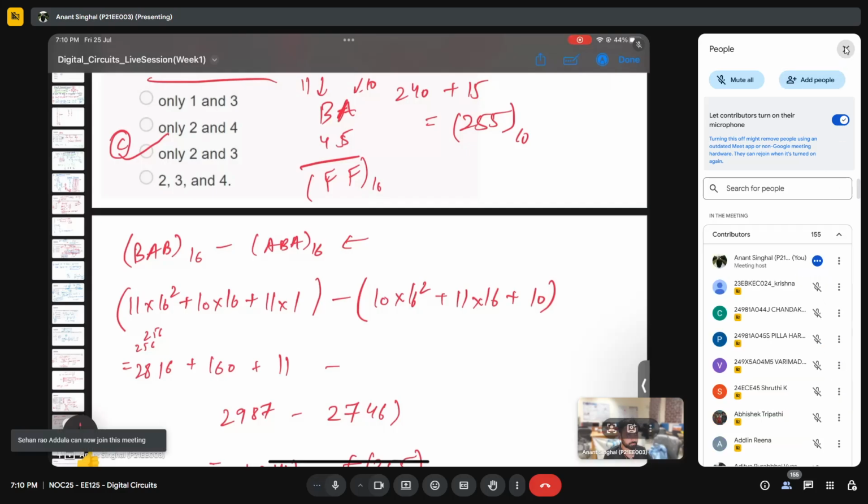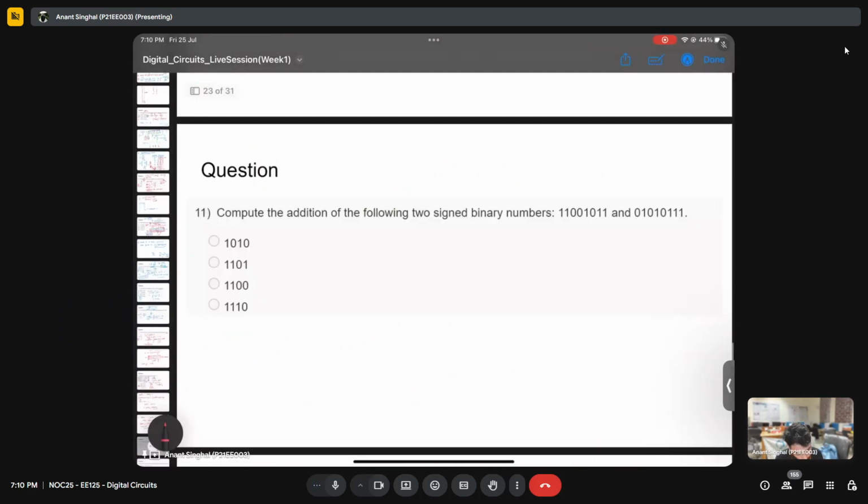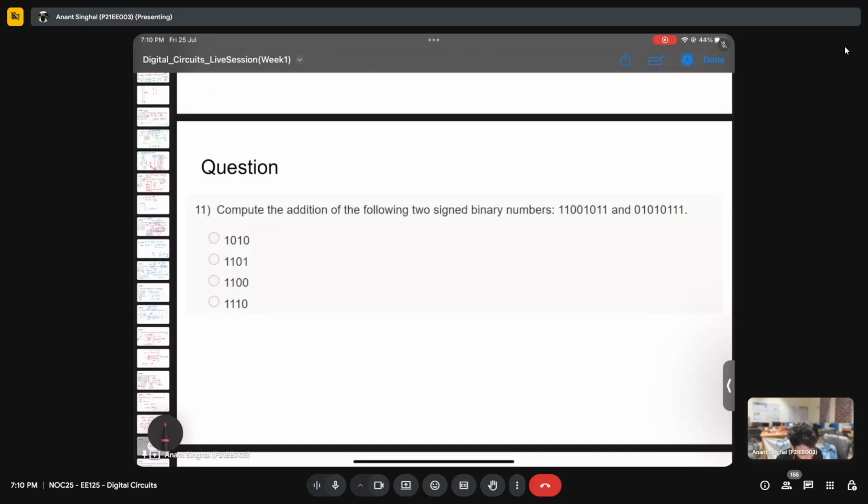Thank you. So yeah, let's move ahead now. It says compute the addition of the following two signed binary numbers, and these are the numbers. Maybe you guys take 2 to 3 minutes and let me know if you are getting some of the answers.